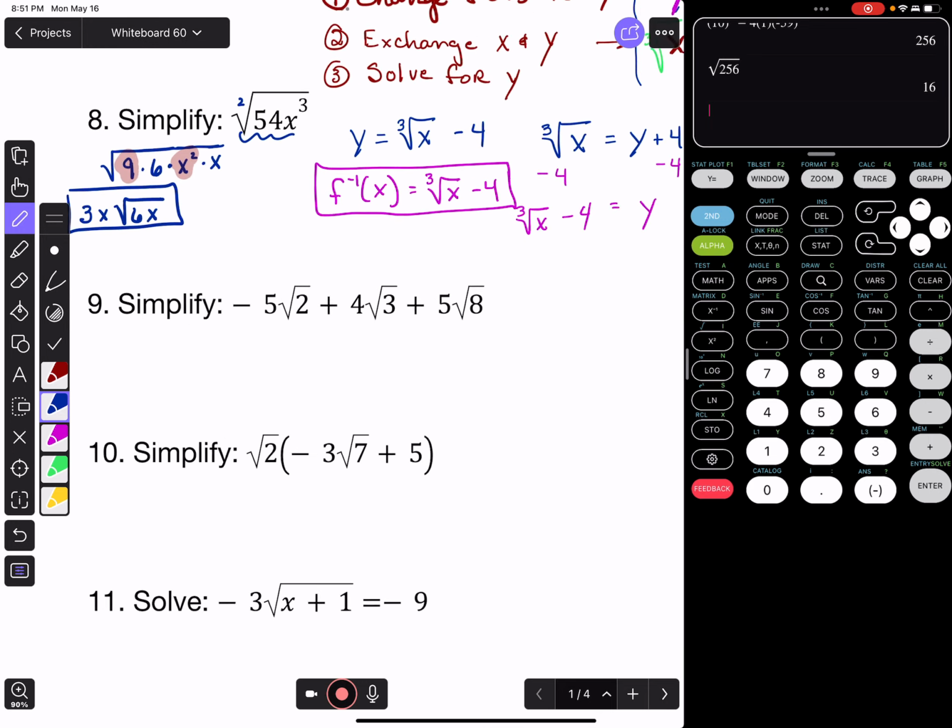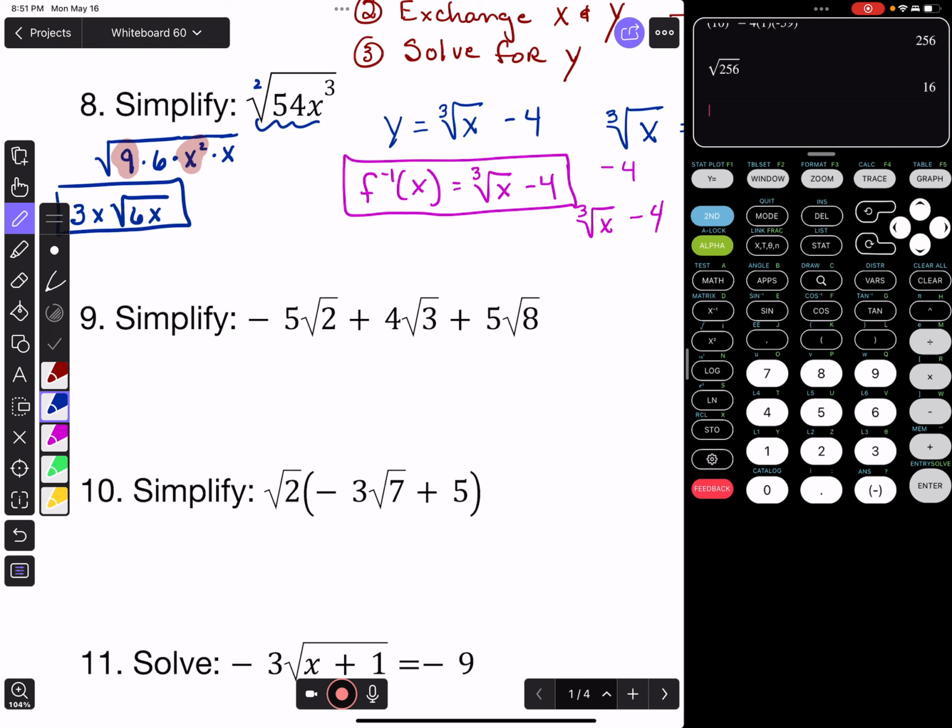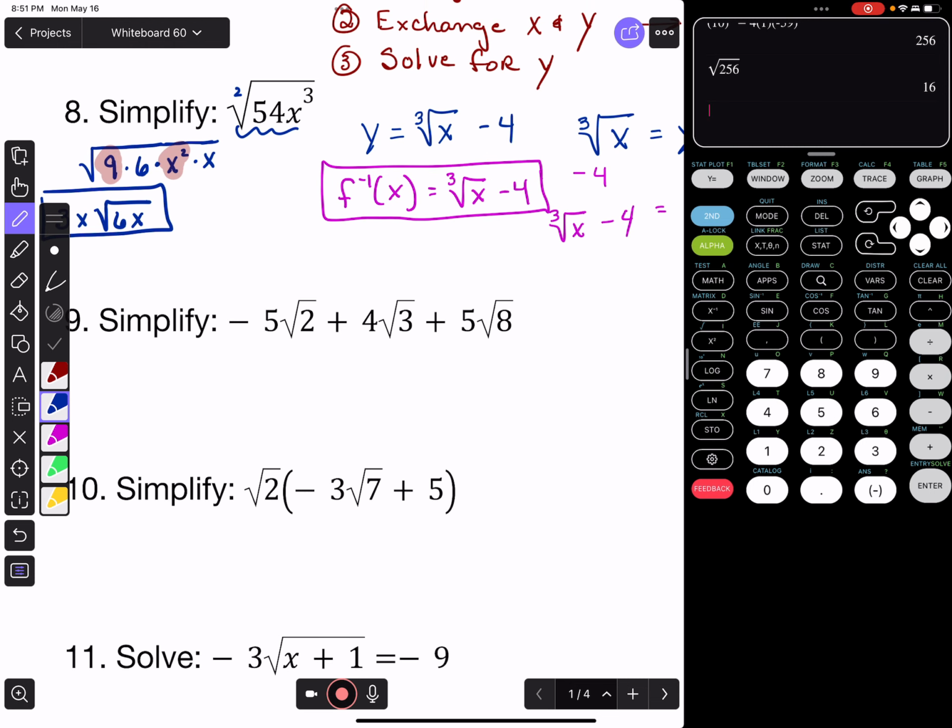Problem 9. Simplify. Looks like we got to add and subtract here. We got a negative out front. This is a root 2, so this is like 5 negative root 2's all added together. There's a 4, so root 3 added to itself 4 times. Remember, these coefficients just count how many root 3's you have. And this is 5 root 8's.